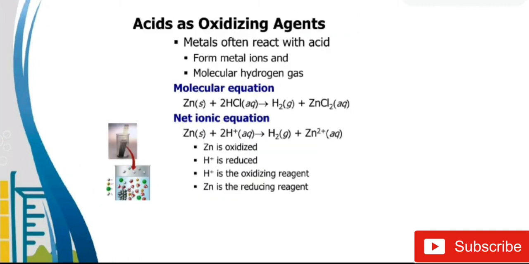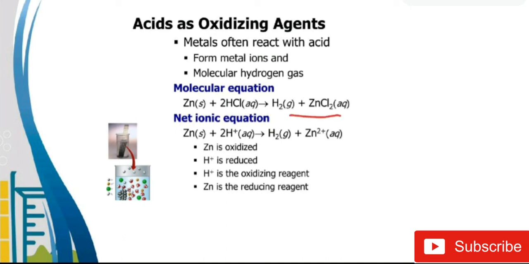Now let us see a few examples that act as an oxidizing agent. Mostly acids act as the oxidizing agent. Metals that react with the acids, in that reaction you can see an example of oxidation and reduction reaction, and this reaction is known as a redox reaction. So now let us take one example of that kind of reaction. Zinc reacts with dilute HCl to give hydrogen and zinc chloride.